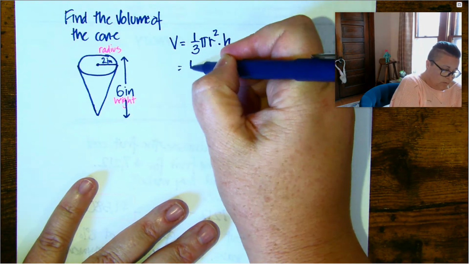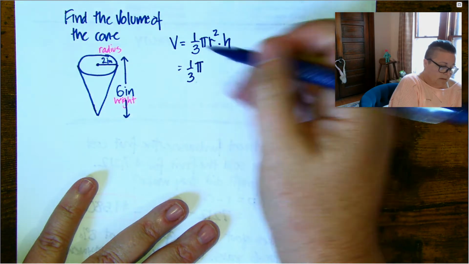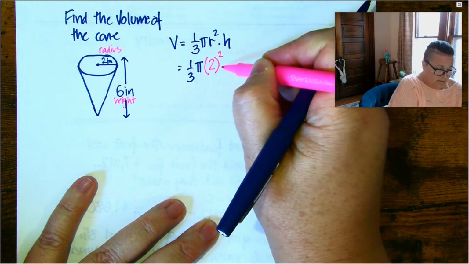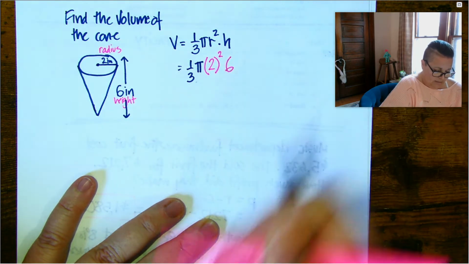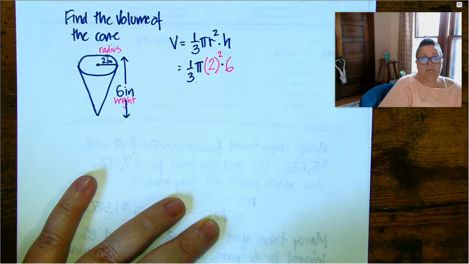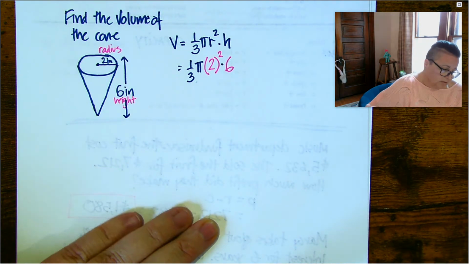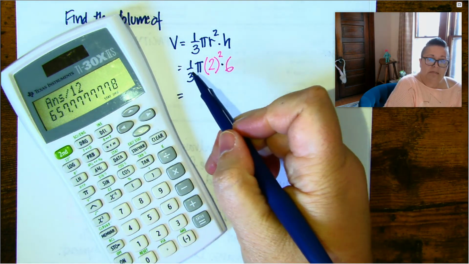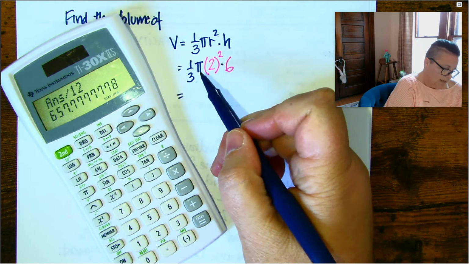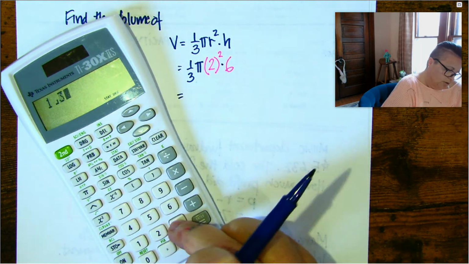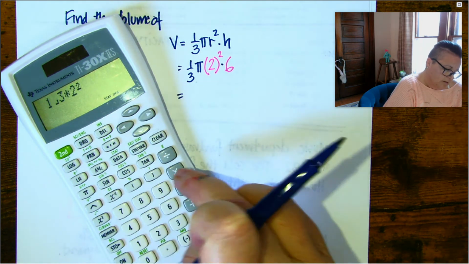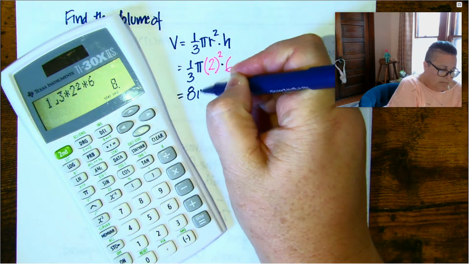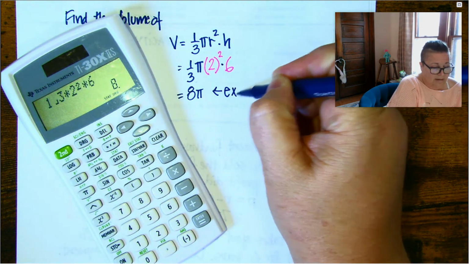Now, volume starts with V. So this is going to be 1/3 times pi times my radius, which is 2 squared, multiplied by my height of 6. Now, if you have a calculator that you're familiar with, my advice would be to type everything in here, leaving out that pi. So I'm going to do 1/3 times 2 squared times 6. And my calculator will give me what that is. This is 8 pi.